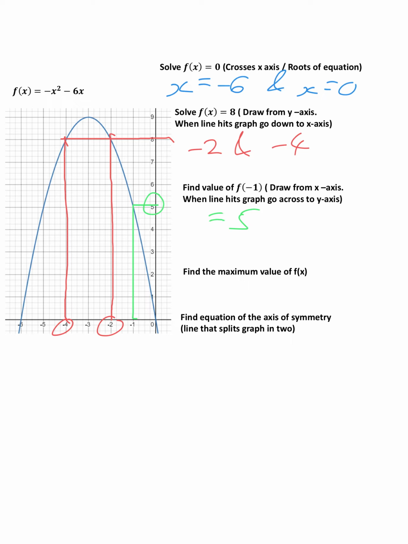The maximum value then, so that's the highest point, which is here. So the maximum value of f of x equals 9. Then the equation of the axis of symmetry, so the line that splits it in two. Okay, this line here splits it completely in two, and that is x equals -3.